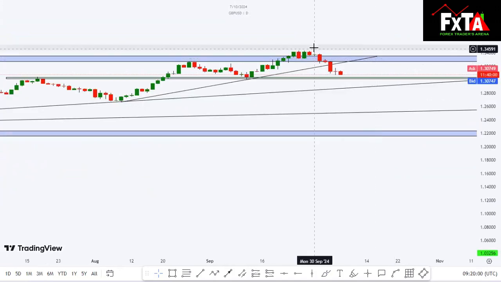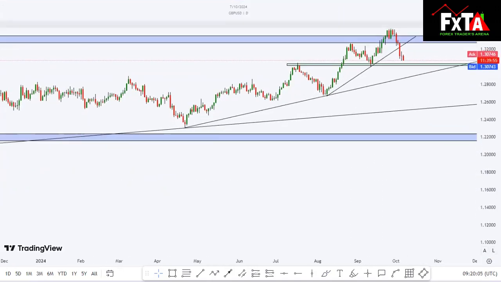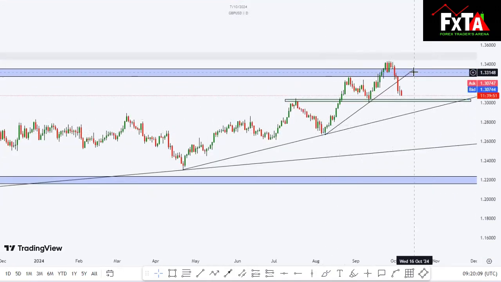On the daily time frame, like we said earlier, you realize that price broke this support trend line here, and all that we should be waiting for right now is a retest of the trend line. Now, note that this is a monthly resistance zone, so it is a very strong zone.